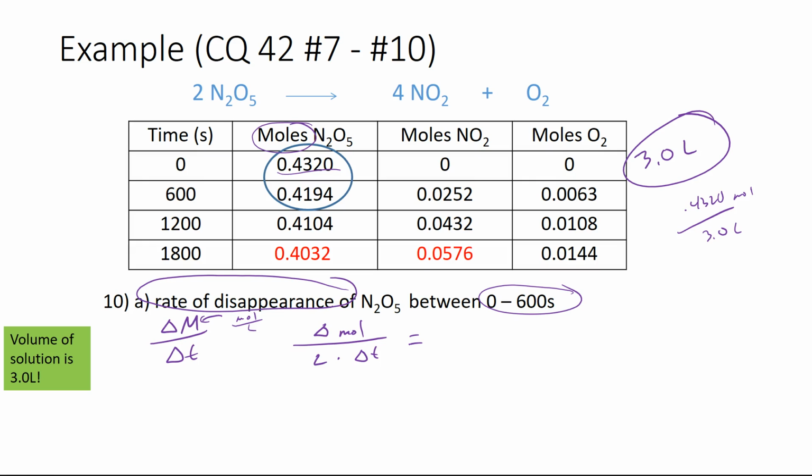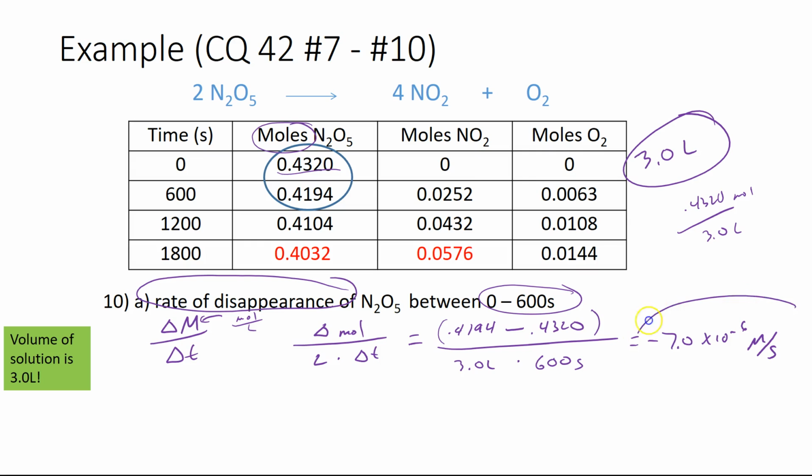So I'm going to take my end minus beginning, so 0.4194 minus 0.4320 divided by 3.0 liters times, that's 600 seconds. Okay, so I should get that number divided by 3 divided by 600. And when I do so, 0.4194 minus 0.4320 equals, divided by 3 divided by 600. I should get a negative, again, negative because it's a reactant, 7.0 times 10 to the negative 6 molarity per second. Okay, is the way that should look. And that's how I would do that.